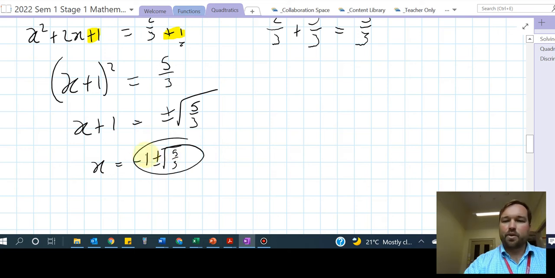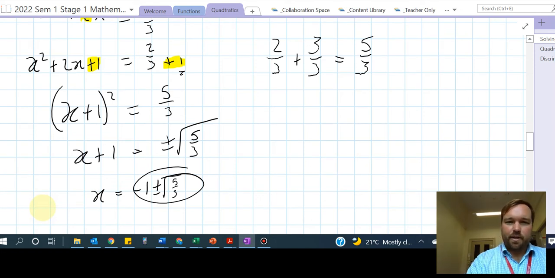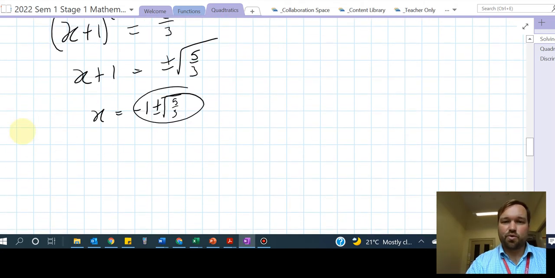And you're done. There are your two solutions for x. Now, it's not always going to be nice. Often you're going to throw fractions. Sometimes there'll be fractions in this part as well. But the idea is to basically soldier on.